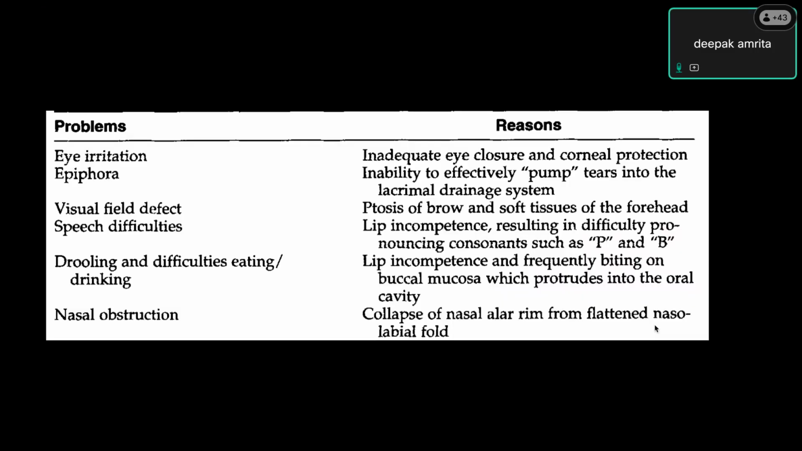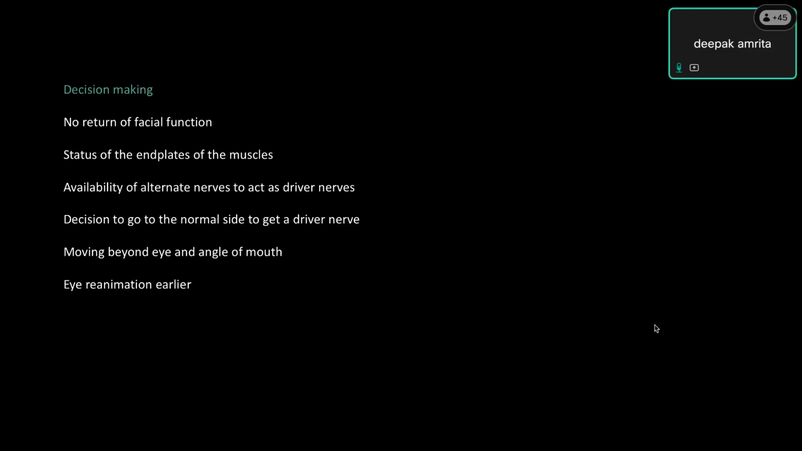These are some of the problems that the patient has. Eye irritation, epiphora. There can be ptosis of the brow because of the frontalis not working. There can be speech difficulties, drooling, and there can be nasal obstruction.